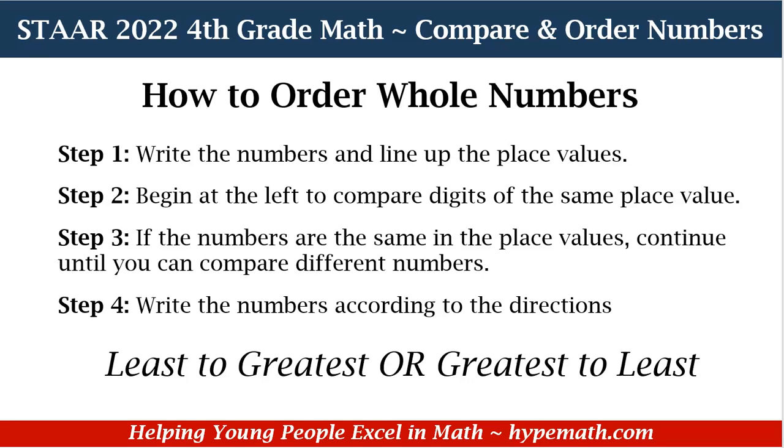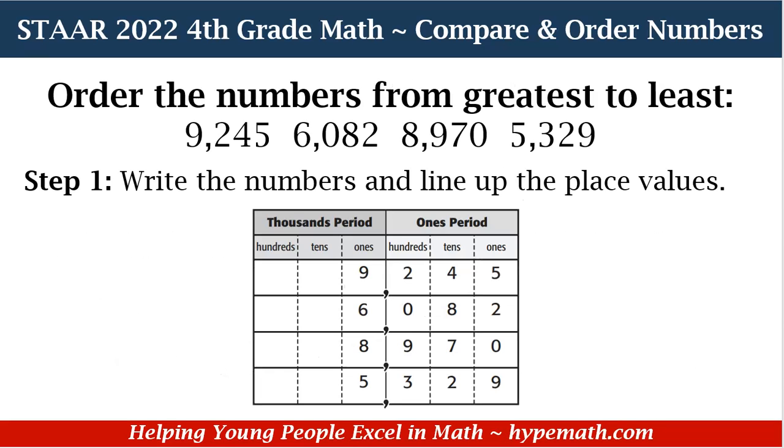Now, the directions may tell you to order the numbers from least to greatest or greatest to least. Another way of saying it: least to greatest is the smallest number to the biggest number, or if it says greatest to least, that means the biggest number to the smallest number. It's very, very important that you pay attention to the directions and what it's telling you to do in order to order your numbers. Let's look at an example.